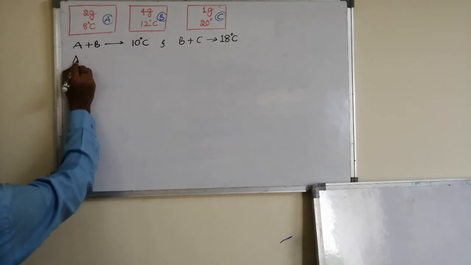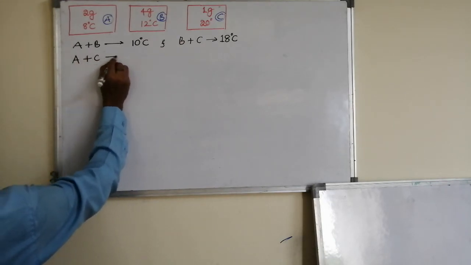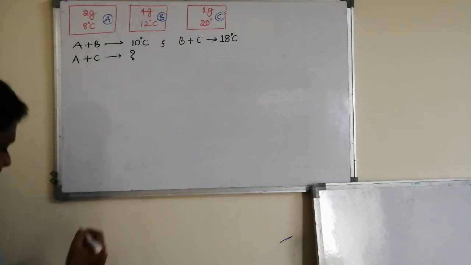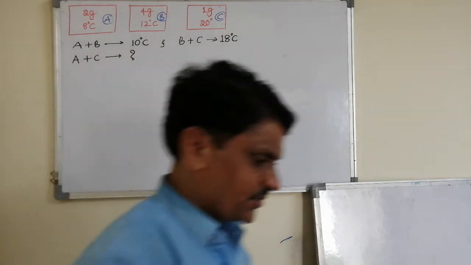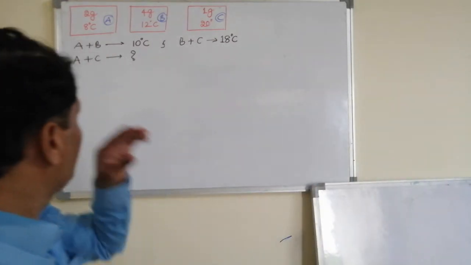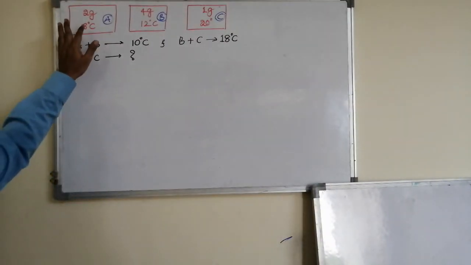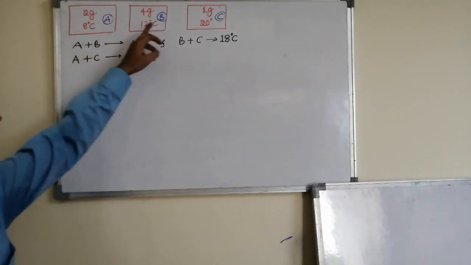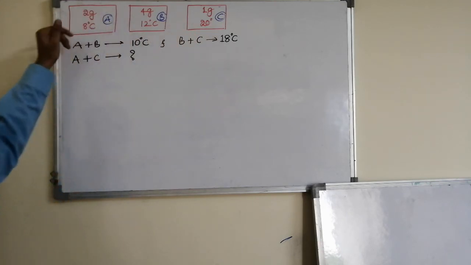The question is, if A and C are mixed, then what is the final temperature? Hope you are following this. I repeat, there are three liquids A, B and C which are given here.